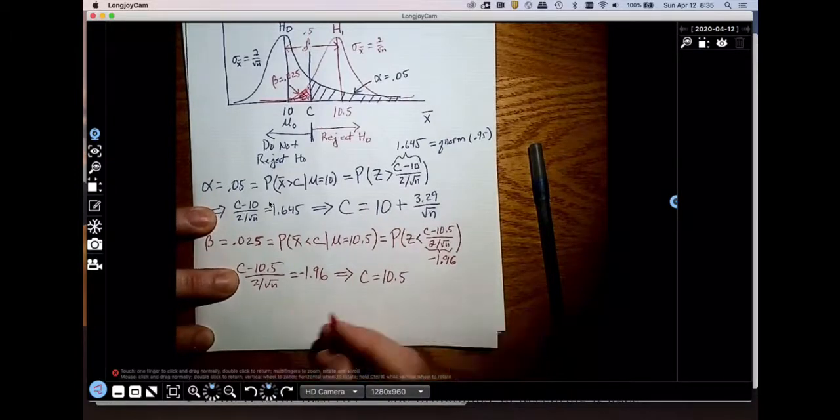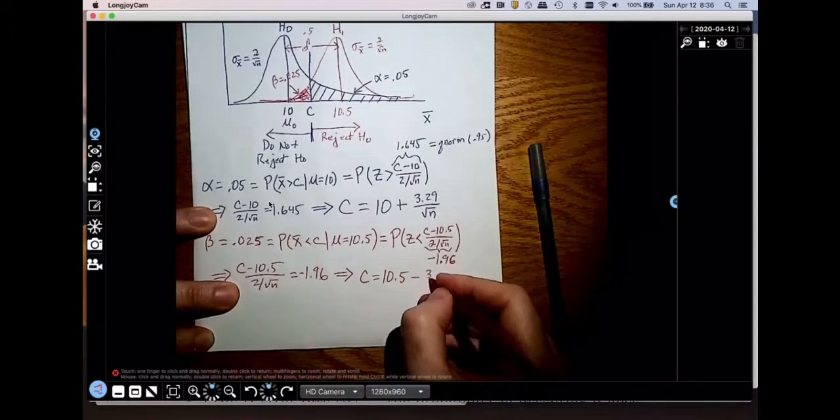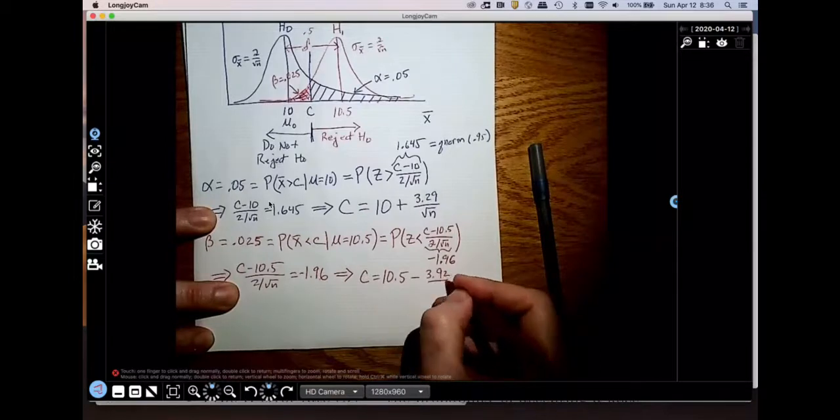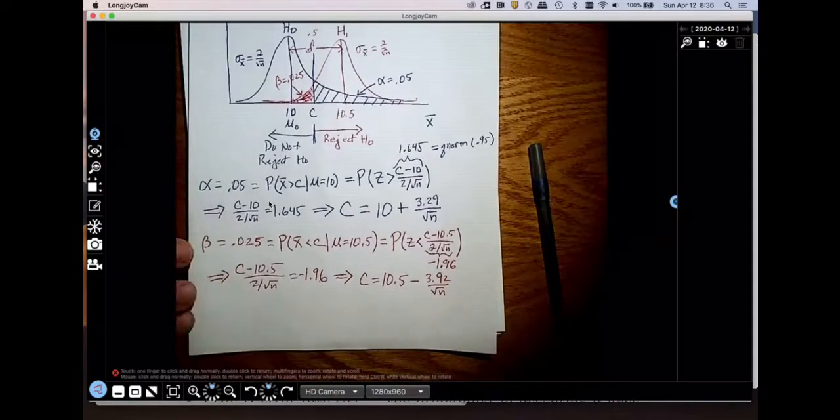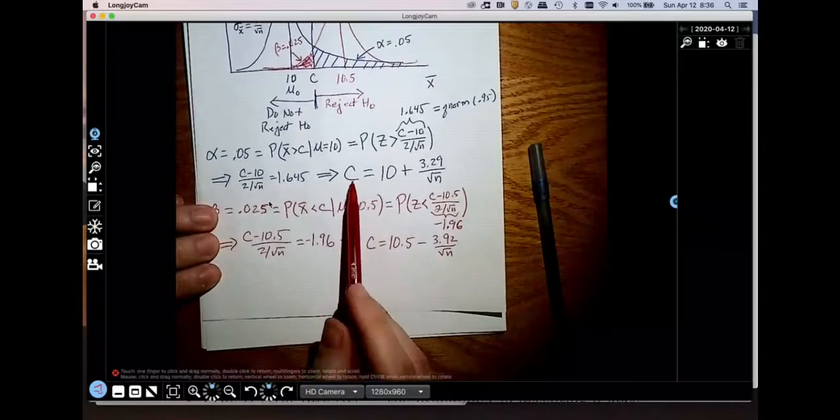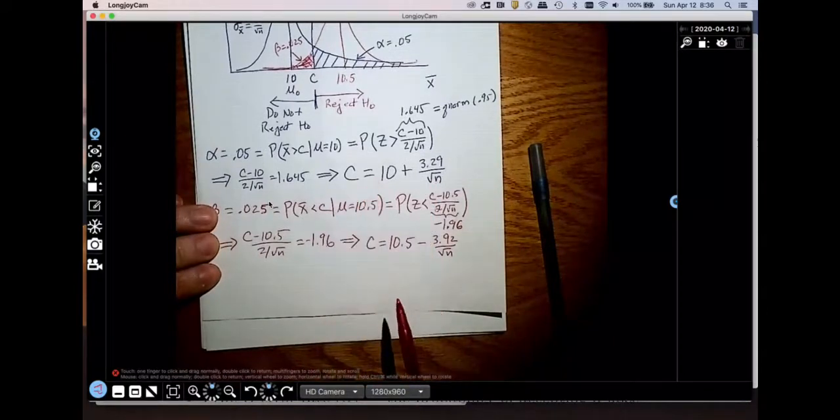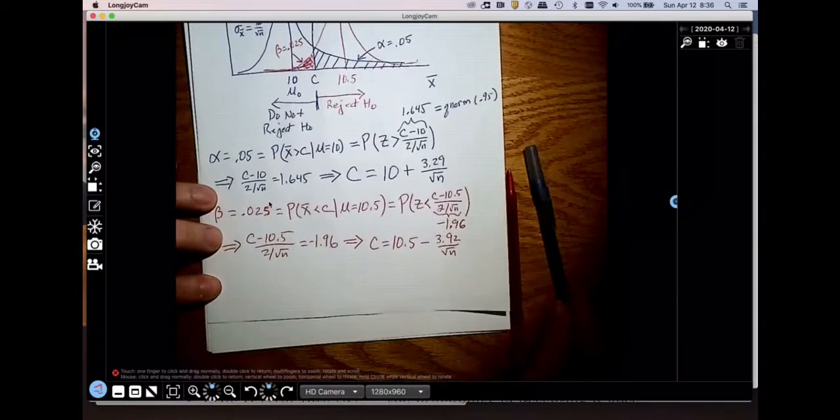and then this is going to be minus, what's 2 times 1.96? Well, that's 3.92 divided by the square root of n. So now, notice I have two equations in two unknowns. My unknowns are c and the square root of n. So this is what c is, this is also what c is. I can equate these two and get the answer.